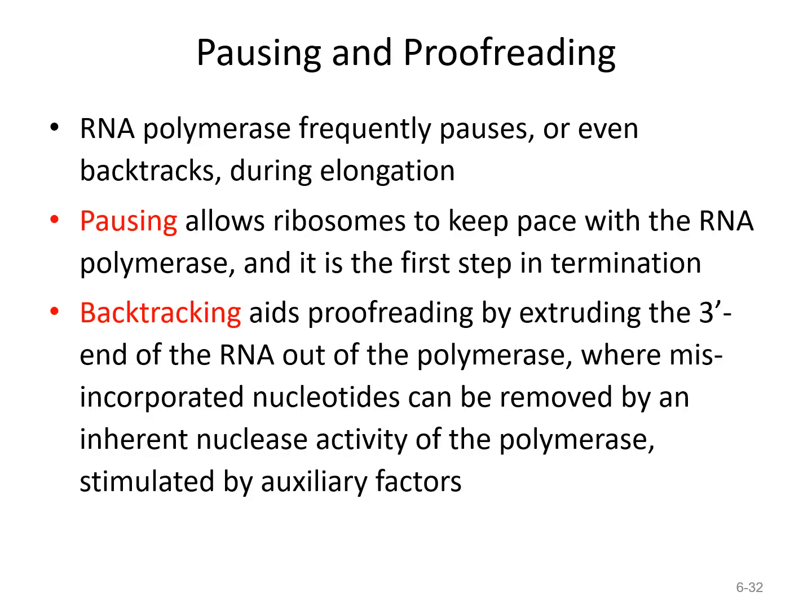And during the transcription, RNA polymerase frequently pauses, and even backtracks during the elongation. This is because the pausing allows the ribosome to keep pace with the RNA polymerase, and it is the first step in termination. And backtracking can help to proofread the newly synthesized RNA. If the wrong nucleotide is incorporated into the RNA strand, then it can be removed, and the polymerase can backtrack and resynthesize the correct RNA.